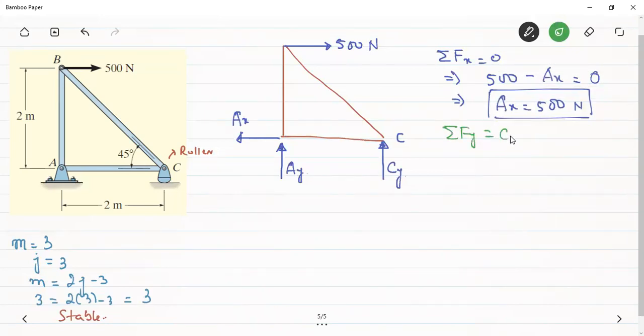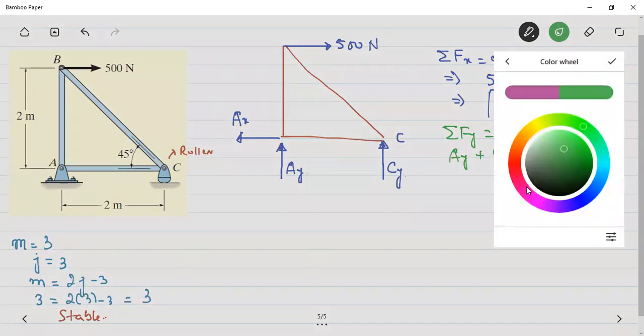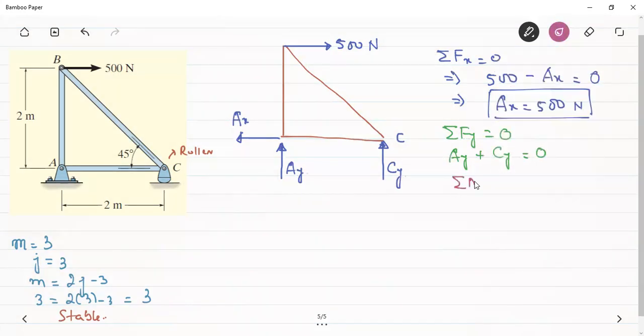Now let's find out the second reaction. The second equation that we can use is summation of forces in the y direction to be 0. We can see that Ay is in the positive direction, Cy is again in the positive direction, and there is no force in the vertically downward direction. Therefore, their summation has to be equal to 0. After that, we can use the third equation, that is the summation of the moments about any point to be 0. Let me say that the moments about hinge A to be 0. Okay, this is A, and this is B.